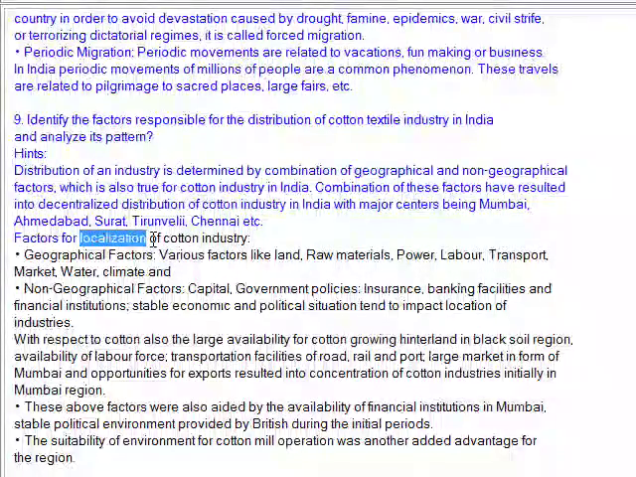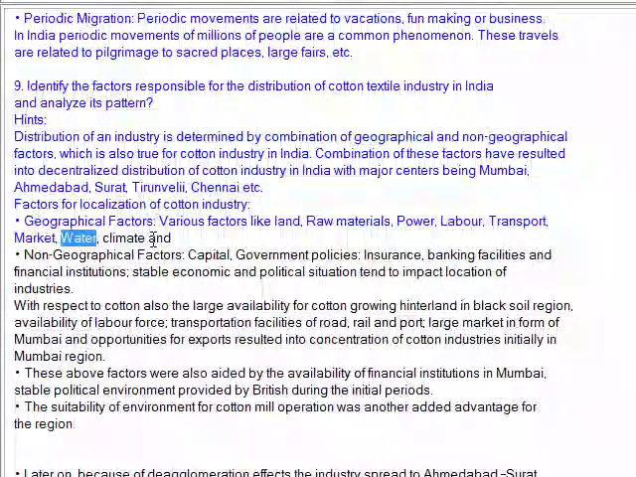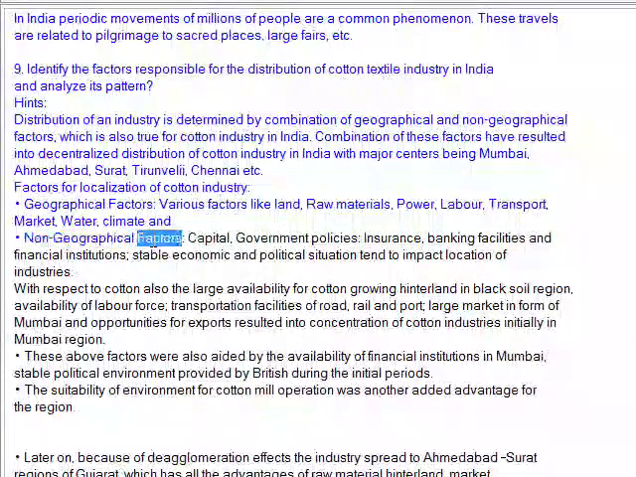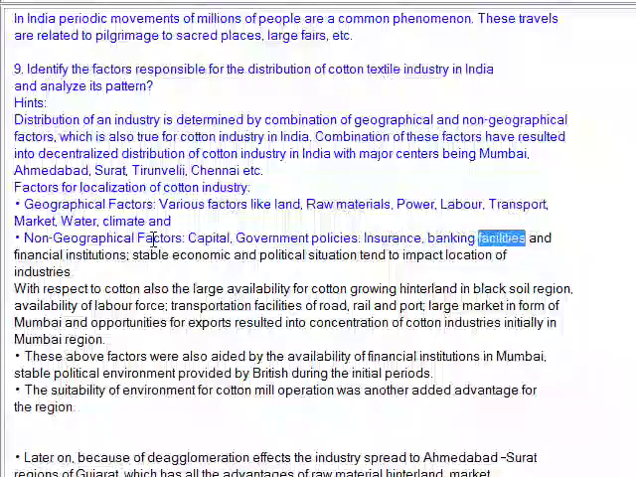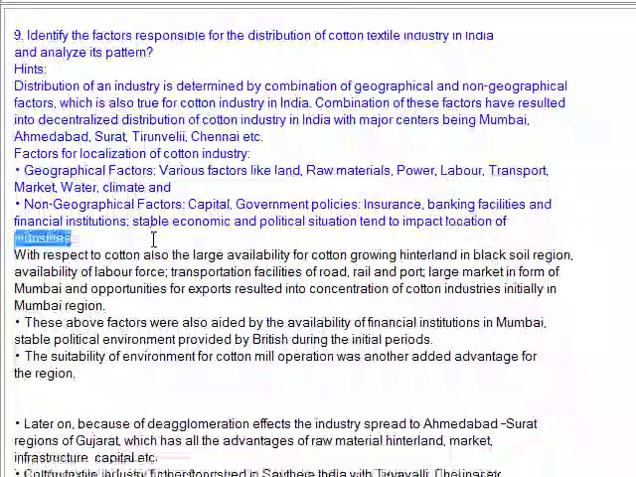Factors for localization of cotton industry. Geographical factors: various factors like land, raw materials, power, labor, transport, market, water, climate. Non-geographical factors: capital, government policies, insurance, banking facilities and financial institutions. Stable economic and political situation tend to impact location of industries.